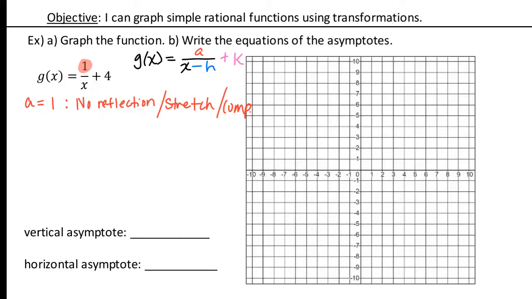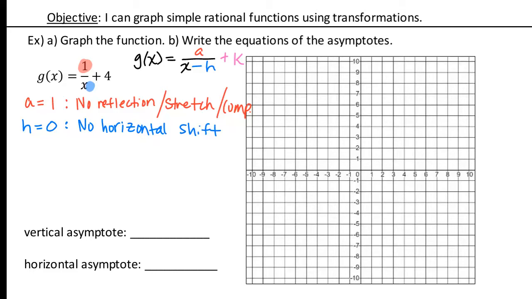Then I need to look for my h value. So if you notice, h is going to be in the denominator next to the x. So underneath the fraction. So if I notice underneath the fraction, I only have an x underneath the fraction. I do not have anything next to the x. That tells me my h value in this example is going to be 0. And so since our h is 0, that means I don't go left or right. So there's no horizontal shift in this one. I'm not going to move left or right.